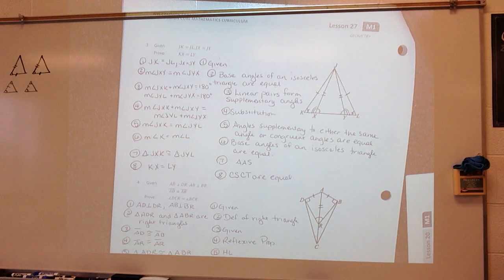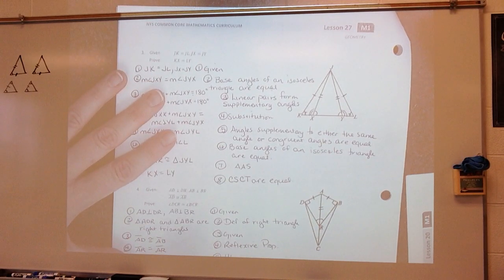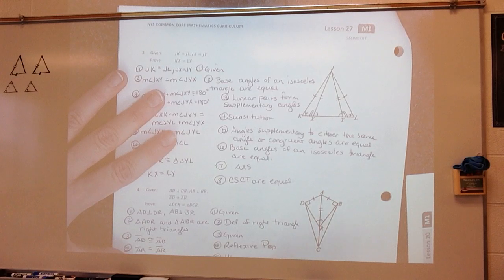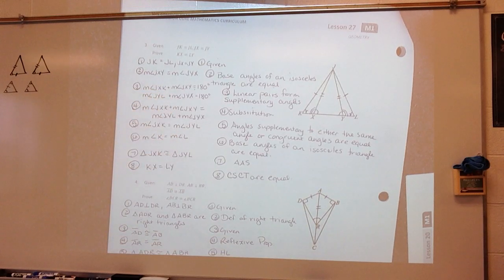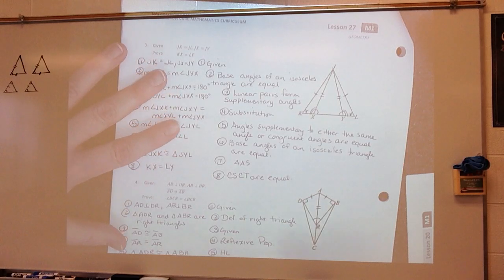Alright, so since I know that that's the truth, then what do I know about these? I can go back up here and think about what I did. Now I know that the measure of angle ARD plus the measure of angle CRD is equal to the measure of angle BRA plus the measure of angle BRC. Why do I know that? Because angles supplementary to either the same angle or congruent angles are equal in measure.